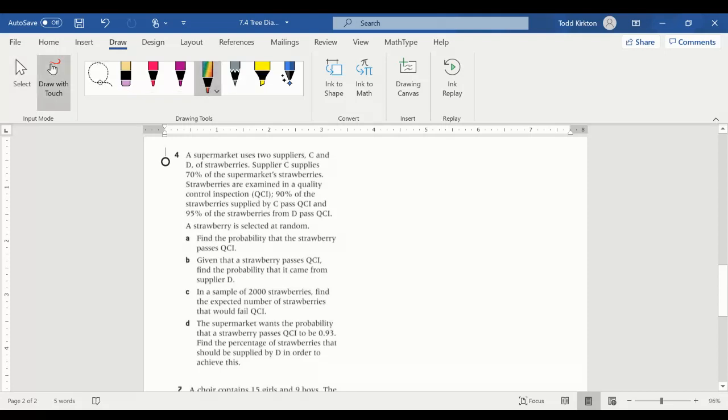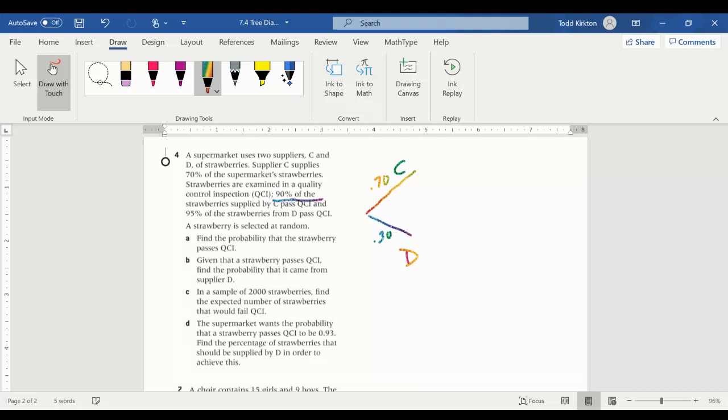Again, drawing the tree diagram has been kind of the problem. So you have 2 suppliers, C and D, of strawberries. So supplier C is 70% of the strawberries. So you got either C or D as your options. And C is 70%. That means D has to be 30%. They supply the rest. And then quality control.